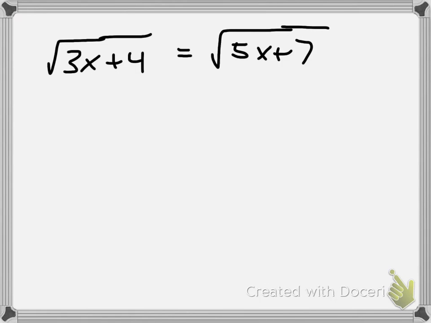Hello everyone. In this video I'm going to be looking at an example of solving radical equations. In this case I have two radical expressions, one on each side of the equation, and because they're both square roots, they both have an index of 2, I'm able to simply solve this. If, for example, one of these had been a square root and the other had been a cube root, then I wouldn't be able to go any further.